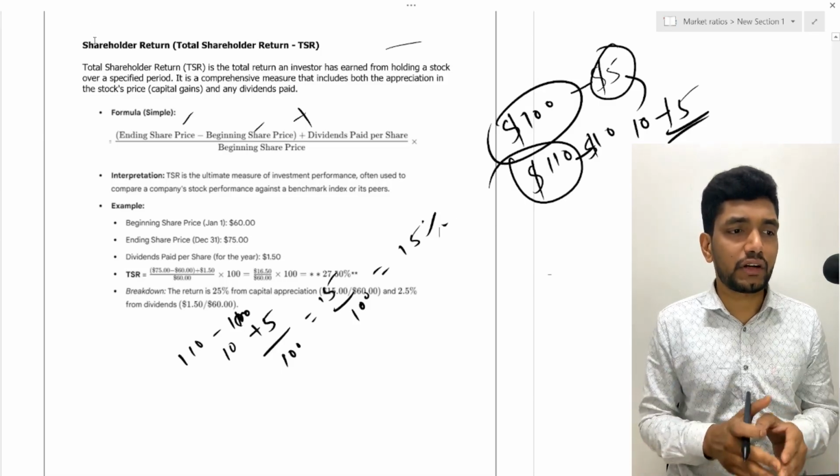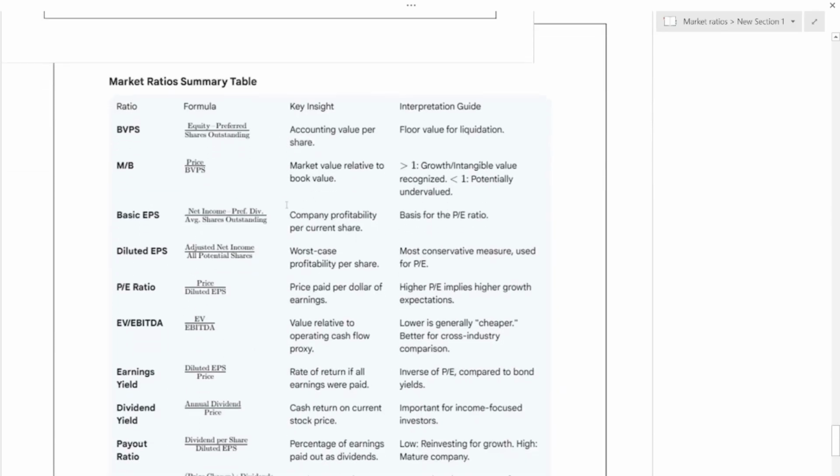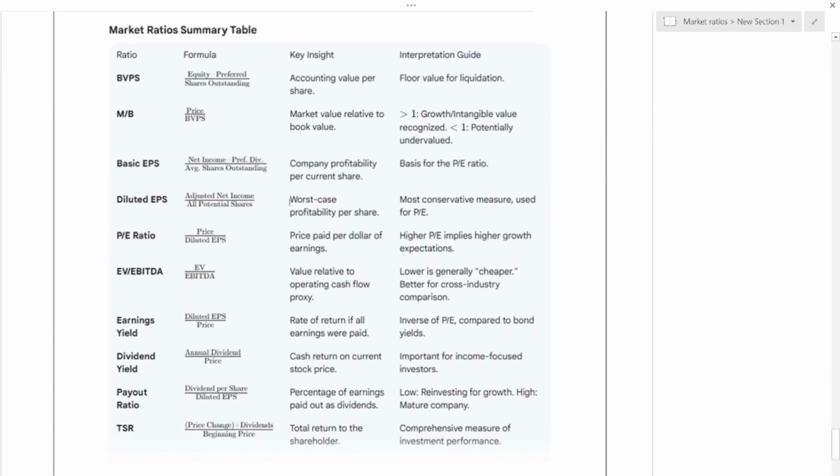So the total shareholders return considers the total return, whether it is capital appreciation or dividend. So this is about today's discussion. Let's conclude our discussion.